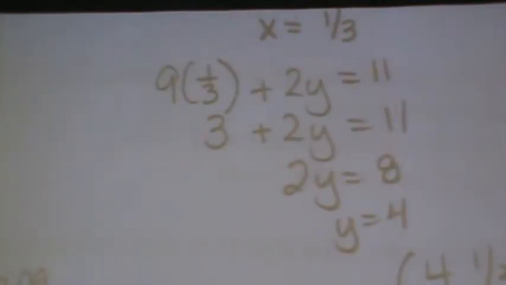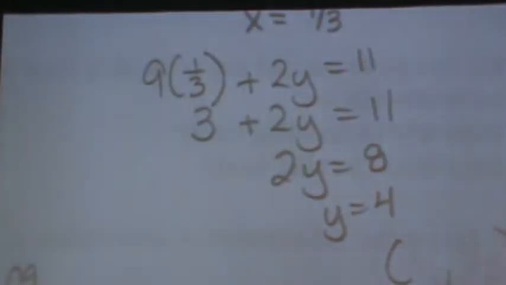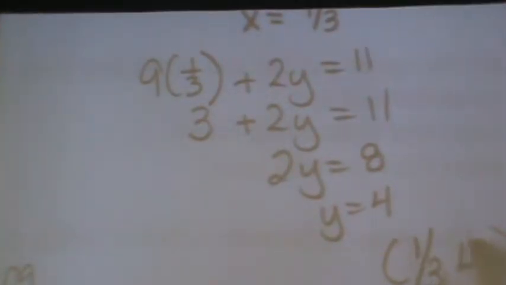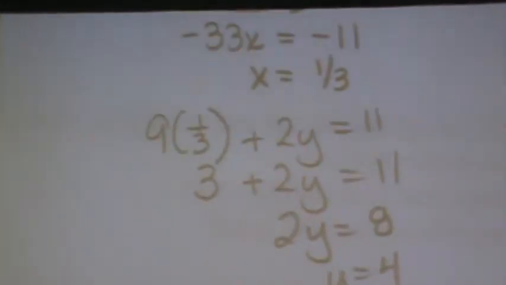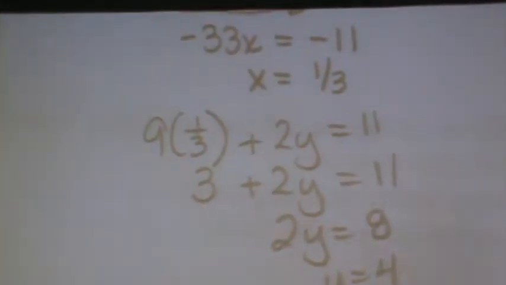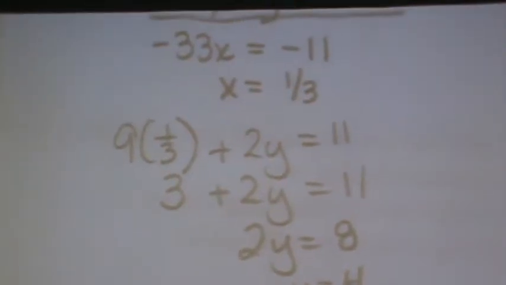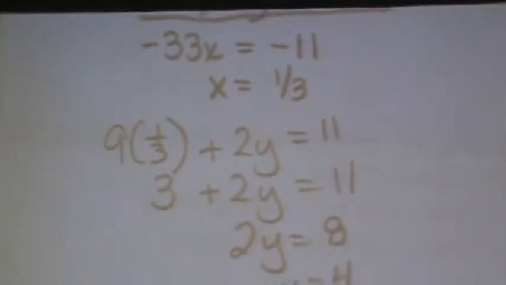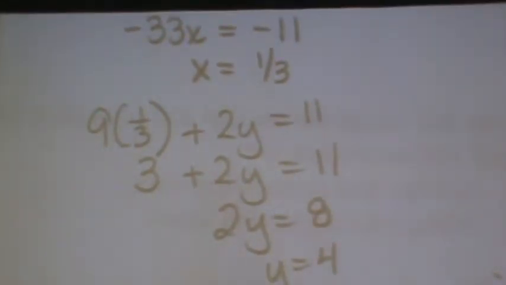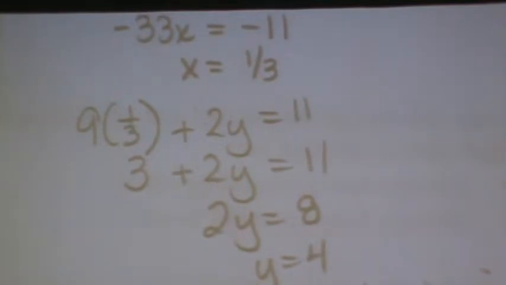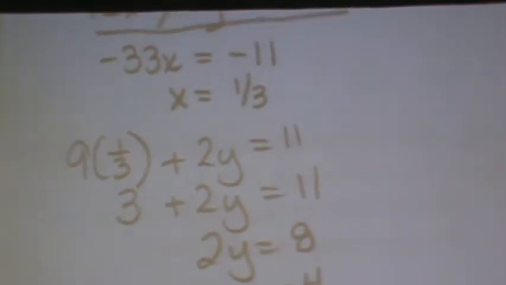Okay. There's another method. Yes? Wouldn't it be 1/3, 4? Yeah. Oh, thank you. Good call. X comes first. Yep, you are absolutely right. 1/3 first, and then y, the 4. Now, what happens if they don't use x and y? Always alphabetize your letters. So if I used a and b, a would come first, then b. If I used r and s, r, then s. So always alphabetize your letters.